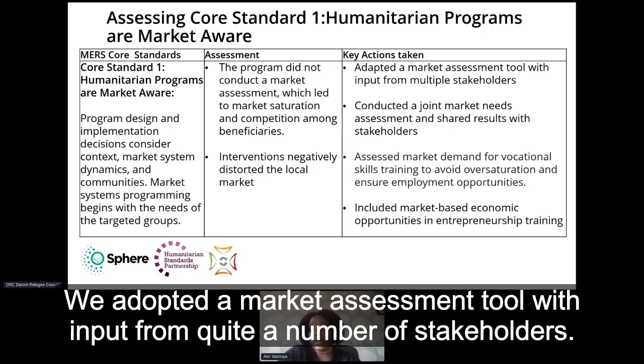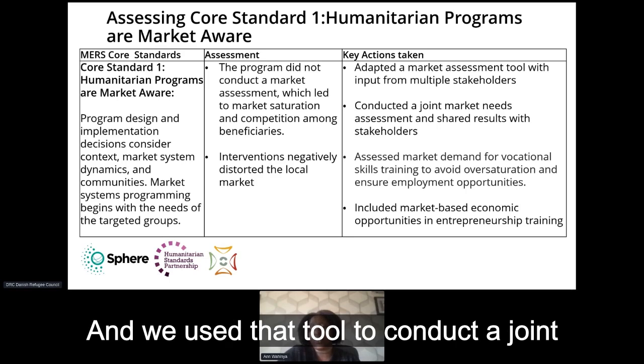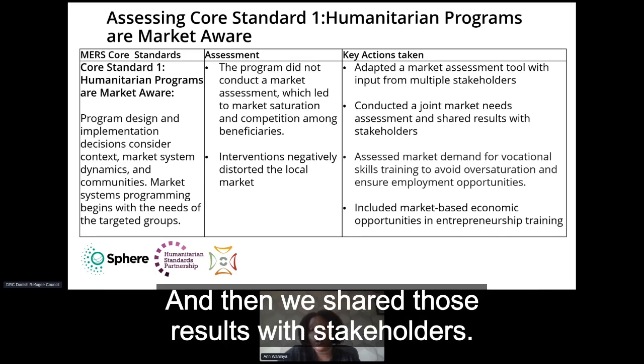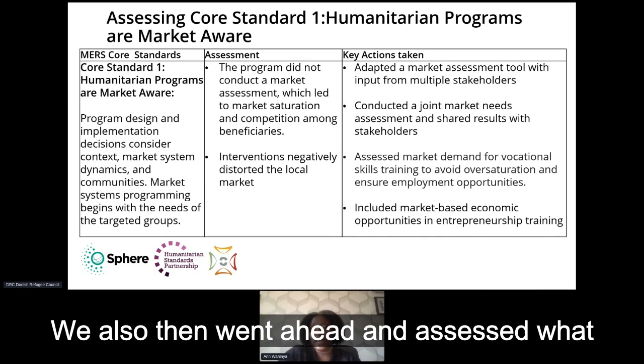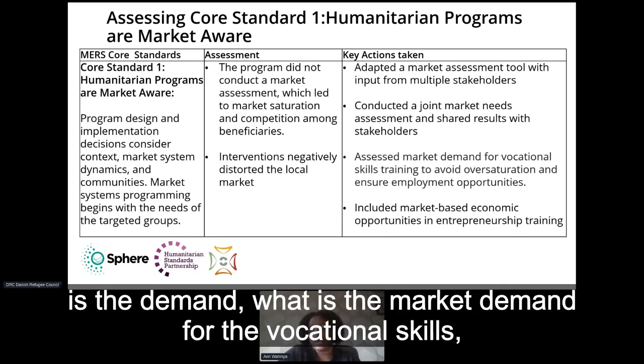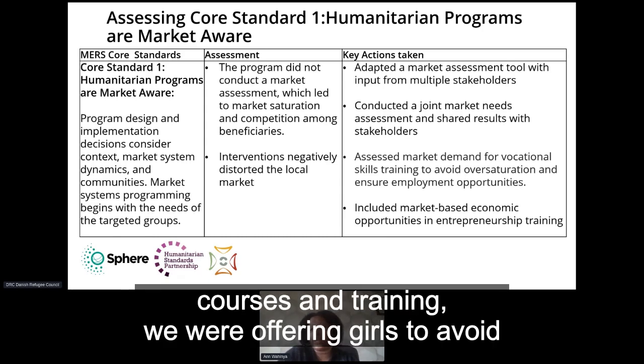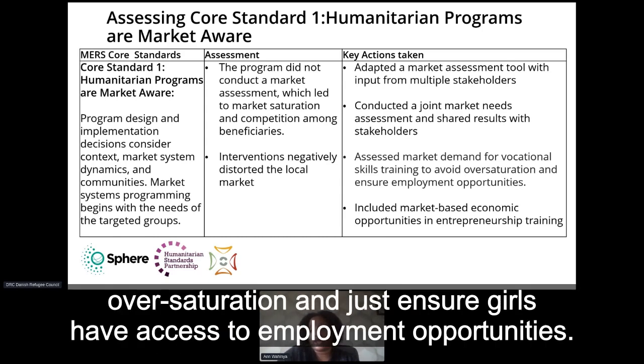We adapted a market assessment tool with input from quite a number of stakeholders. And we used that tool to conduct a joint market needs assessment with our stakeholders and the girls. And then we shared those results with stakeholders. We also then went ahead and assessed what is the market demand for the vocational skills courses and training we were offering girls, to avoid oversaturation and ensure girls have access to employment opportunities.